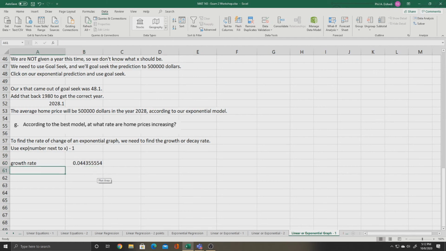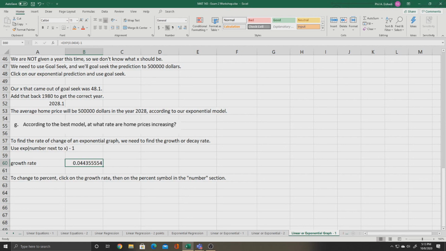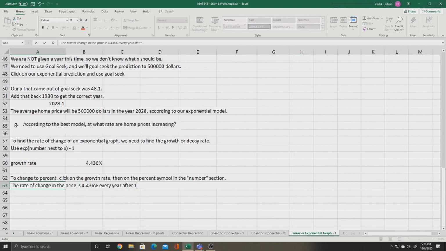0.04435 repeating. To change to percent, we click on the growth rate, then on the percent symbol in the number section. So I will click here, go to Home, click the percentage sign, and let's go ahead and increase the decimal by a couple of decimal places by clicking this button a few times, 4.436%. So we can say the rate of change in the price is 4.436% every year after 1980.